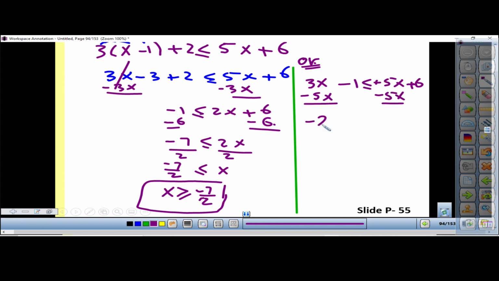So now I got negative 2x is less than, there's a negative 1 here, minus 1 is less than or equal to, and I've got myself a number that looks like 6. It is a 6. Okay, I add the 1 to both sides, so I have myself negative 2x is less than or equal to 7.